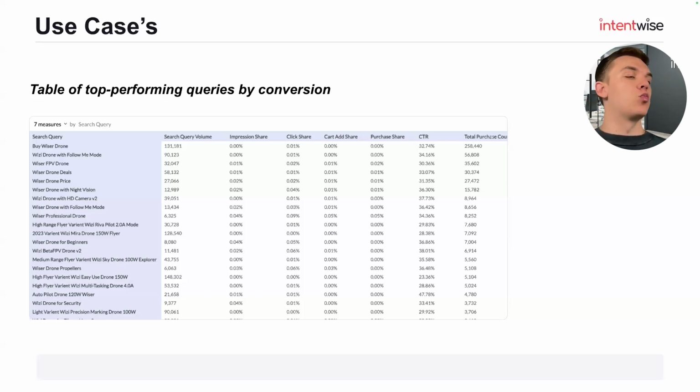If my impression share is 1%, my click share was 0.8%, and my purchase share was 0.9%, right? Well, then I'm underperforming from a click-through rate perspective, but I'm overperforming from a conversion rate perspective. So those are the things that we would need to look at from that rate.